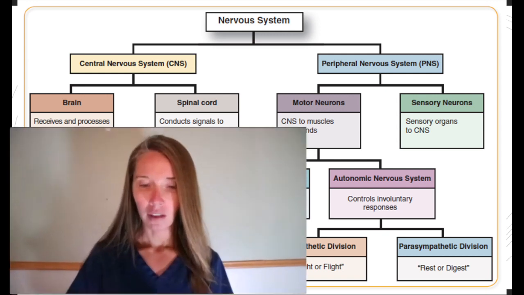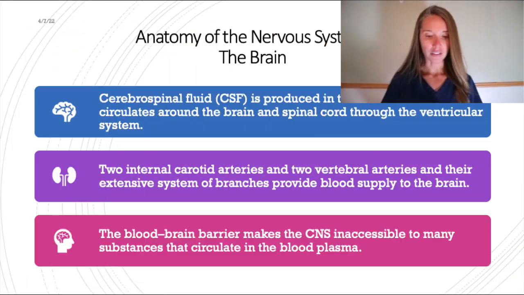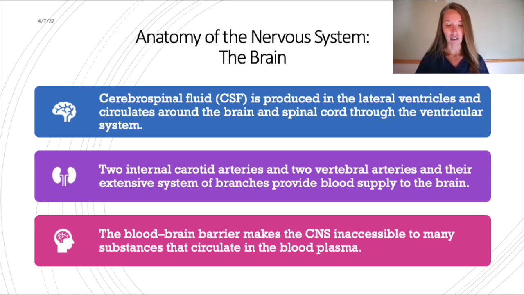So our anatomy of the nervous system, mainly the brain, is composed of cerebrospinal fluid, brain tissue, which again is made up of neurons, right? And then we also have a blood supply. Okay, so we have 2 internal carotid arteries and 2 vertebral arteries that supply the area in the brain. And then we have what's called the blood-brain barrier, which is a separation between that blood supply, the brain tissue, and the CSF.